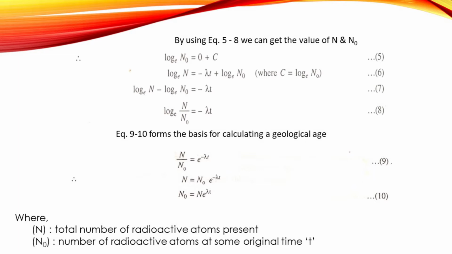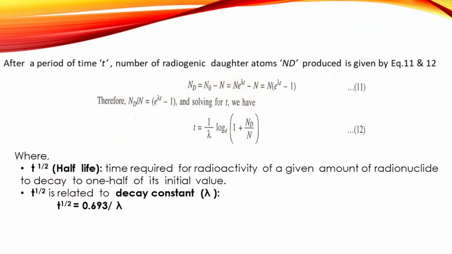Now, the number of radiogenic daughter atoms, Nd, formed during a period of time t can be given by equations 11 and 12. The half-life, that is T-half, represents the time required for a radioactive atom or a given amount of radionuclide to decay to one-half of its initial value. This half-life is related to the decay constant lambda by the equation T-half = 0.693 divided by lambda, that is the decay constant.